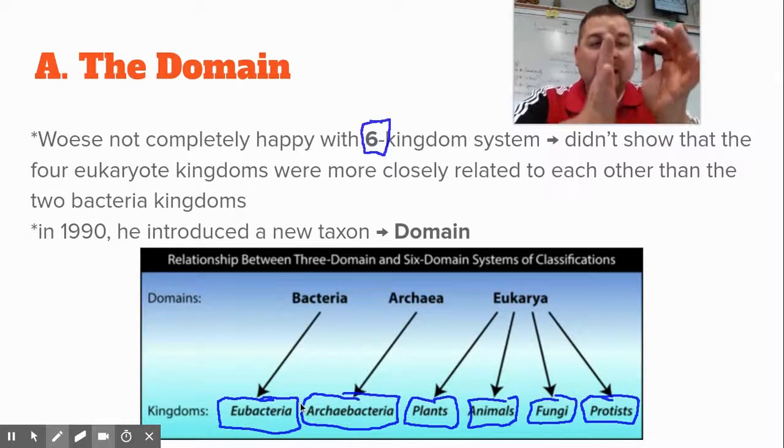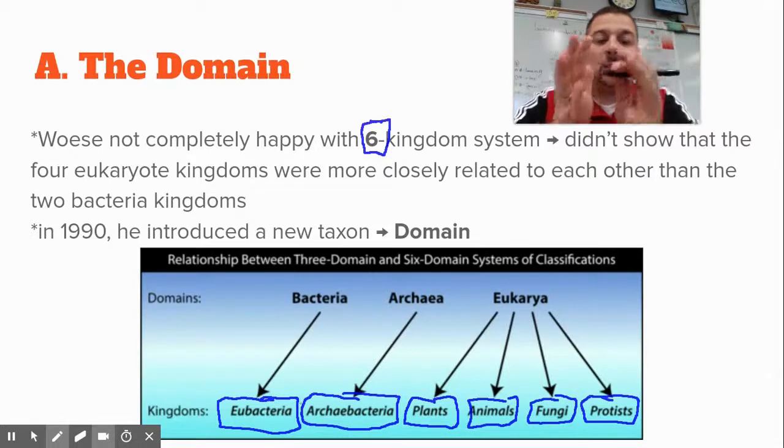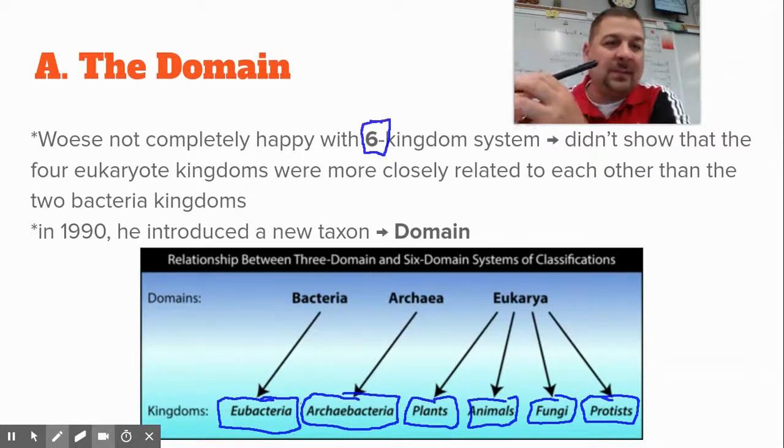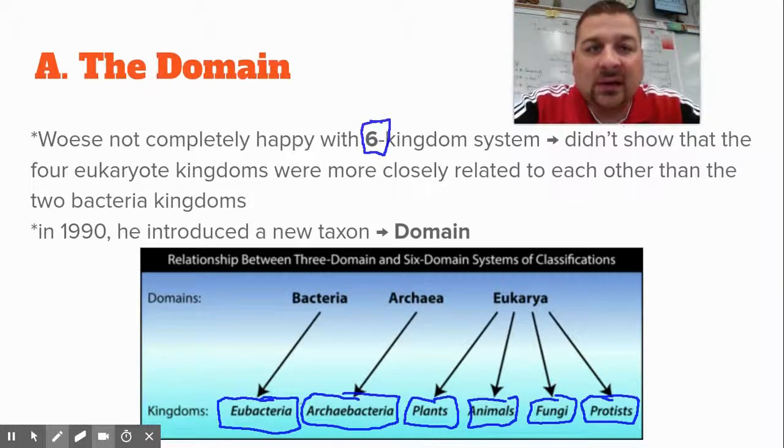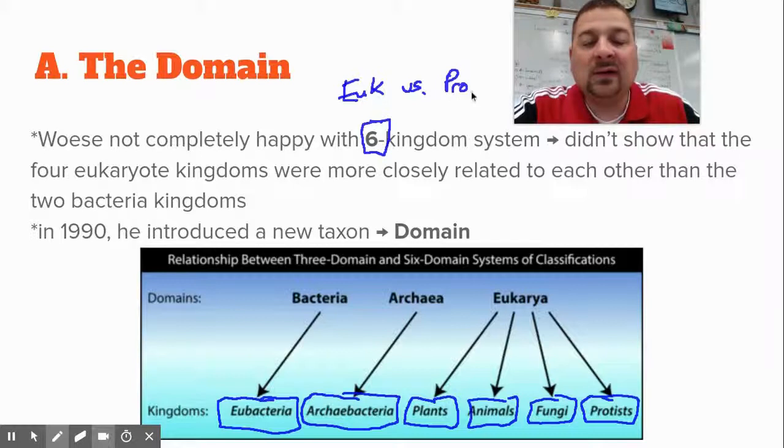Now, Woese, who helped develop these, was not completely happy with these six kingdoms because each looked like its own little group. Even though we had talked about the idea of super kingdoms, that some are eukaryotes and some are prokaryotes, whether they had a nucleus and membrane-bound organelles or not. And so he said, maybe we should have a taxon above kingdom.